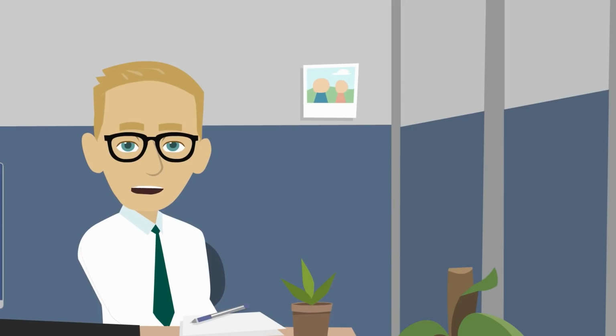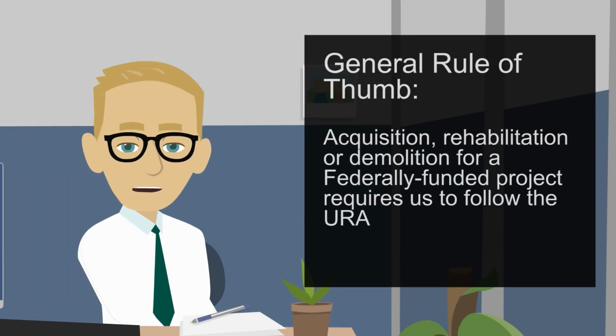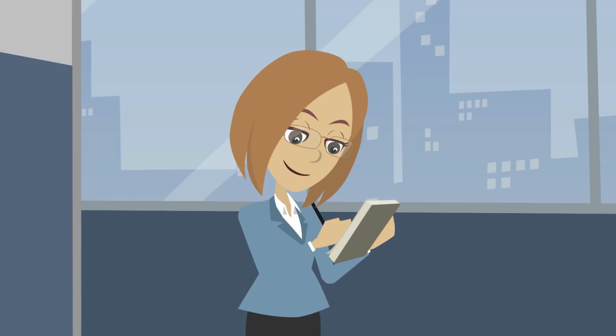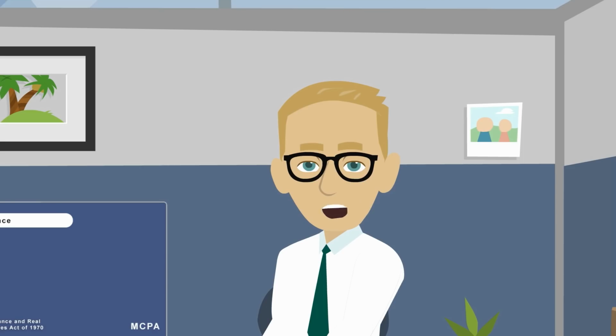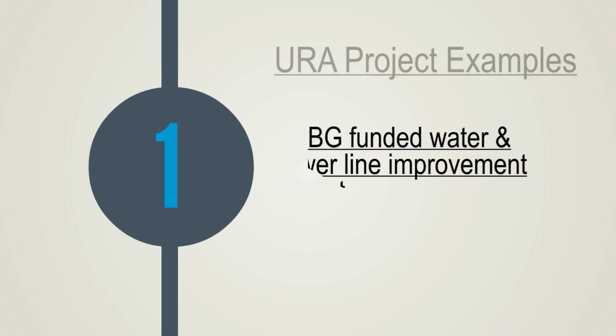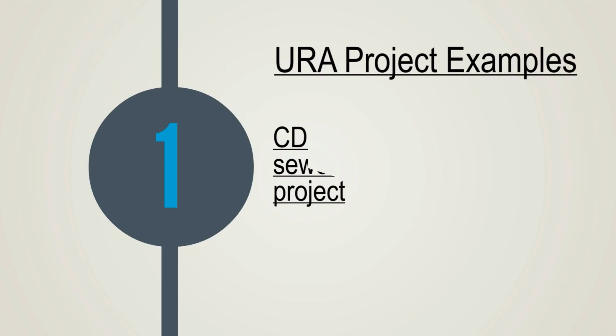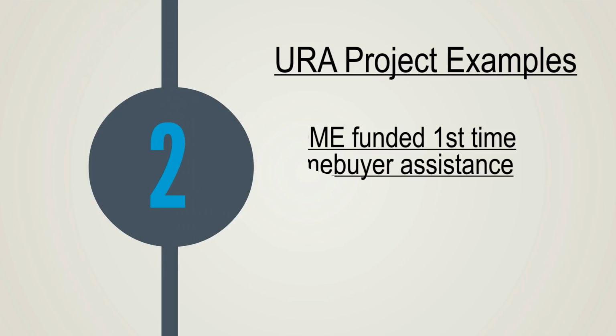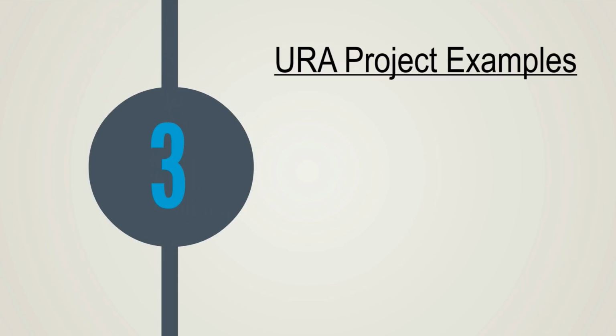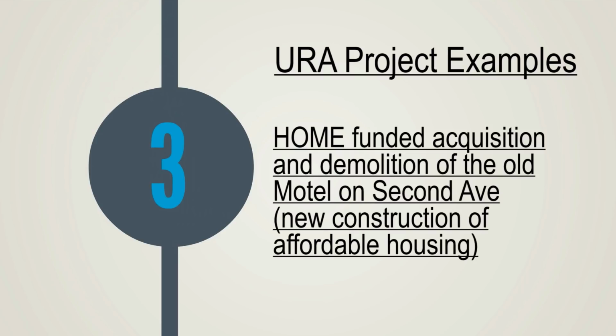First, remember we said that generally, acquisition, rehabilitation, or demolition for a federally funded project requires us to follow the URA. There's a long list of URA projects we have completed, but it includes our recent CDBG-funded water and sewer line improvement project, the HOME-funded first-time homebuyer assistance program, and the HOME-funded acquisition and demolition of the old motel on 2nd Ave for new construction of affordable housing.